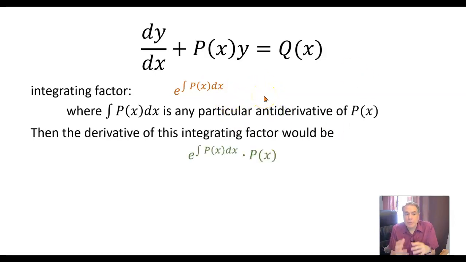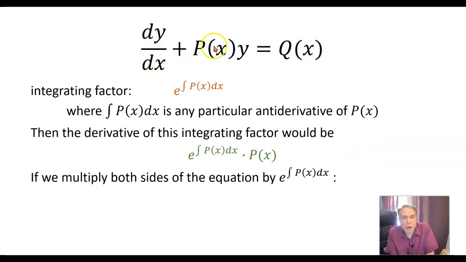Notice that once you've got that integrating factor, if you took the derivative of that integrating factor with respect to x, this is what you would get. Remember, the derivative of e to the x would just be e to the x, but putting that with the chain rule, the derivative of e to the something would be e to the something times the derivative of the something. So here we have e to the something, and the derivative of the antiderivative of p of x would be p of x itself.